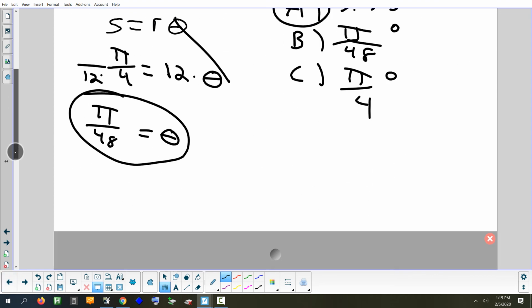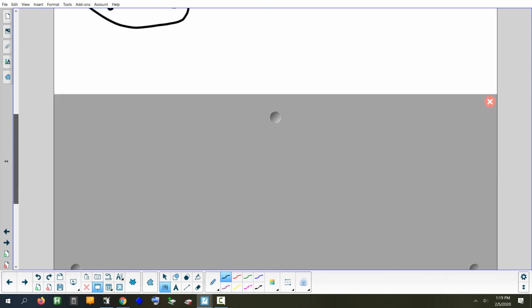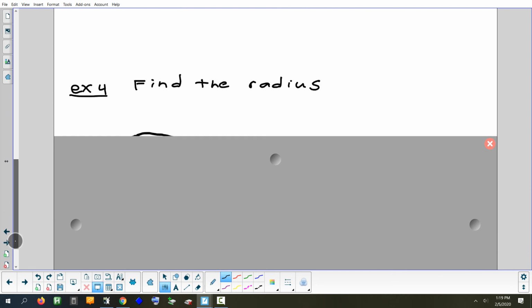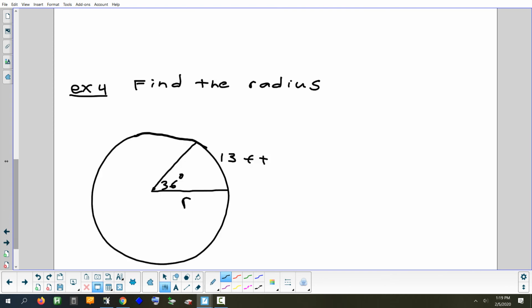Okay, so in that one we solved for the angle. Let's do one where we find the radius. First thing is we will start with our formula. Takari, what's the formula that we keep using?